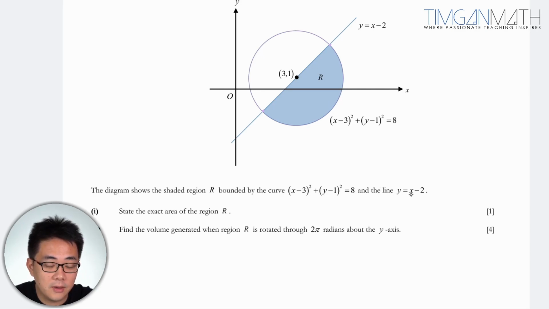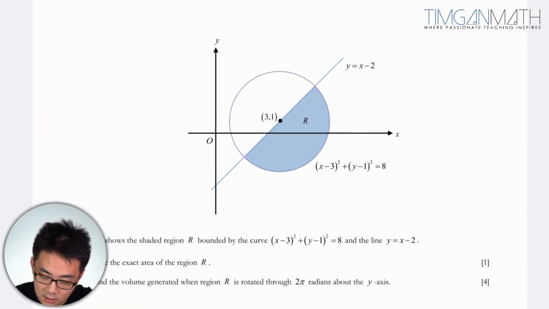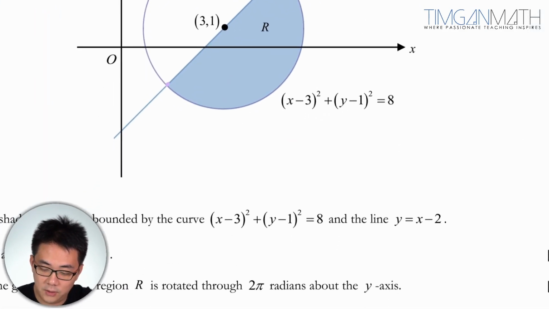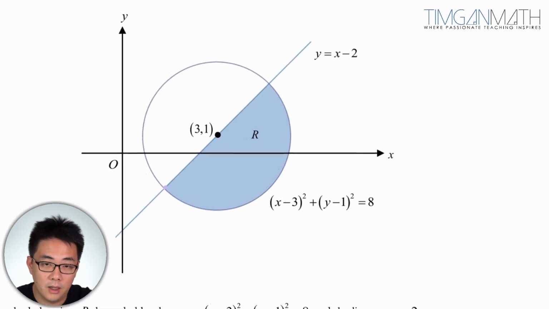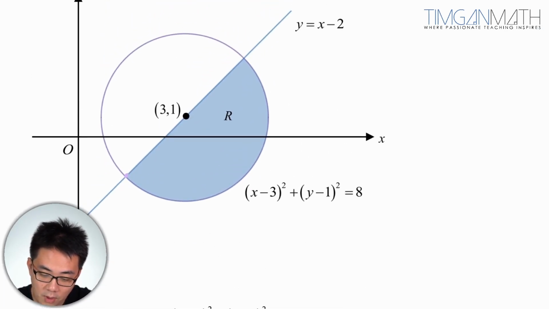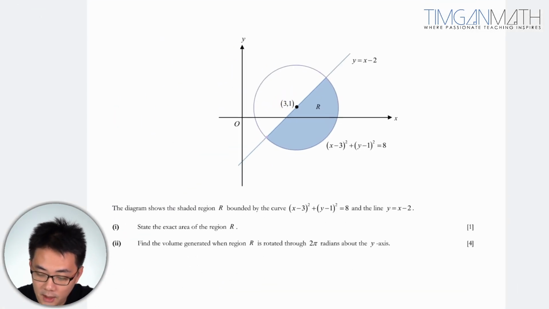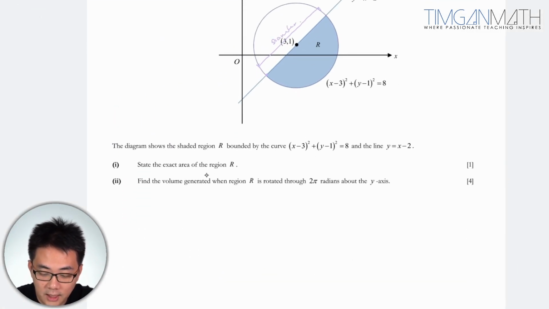And the line y equals minus x minus 2 is this line here. So this line, as you could see, passes through the center of the circle, which is (3, 1), right? So this is the diameter here. So what we need to do is find the exact area of region R, which is actually half a circle.